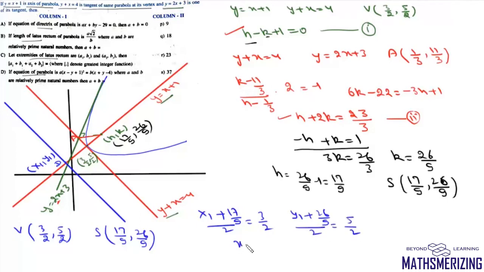So we'll get x1 as 10/9 and y1 as 19/9. So basically the base of the directrix is (10/9, 19/9). Now we can start solving this question.